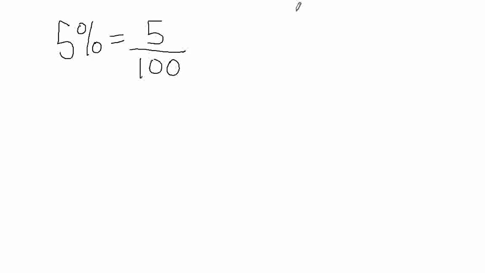Now, dividing by powers of 10 is equivalent to moving the decimal point a certain number of hops in the left direction. Dividing by 100 implies moving the decimal point 2 hops to the left. All right? So all of that is to say that to convert a percent to a decimal, take the number in the percent and move the decimal point 2 hops to the left. So 5% is equal to 0.05.